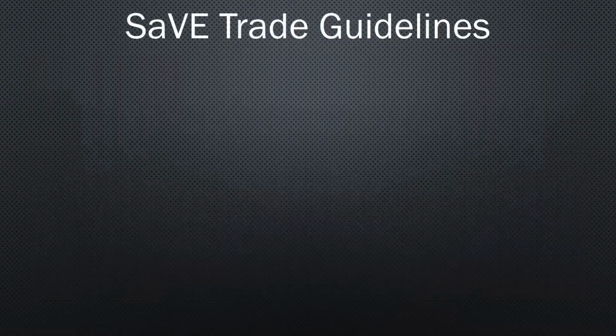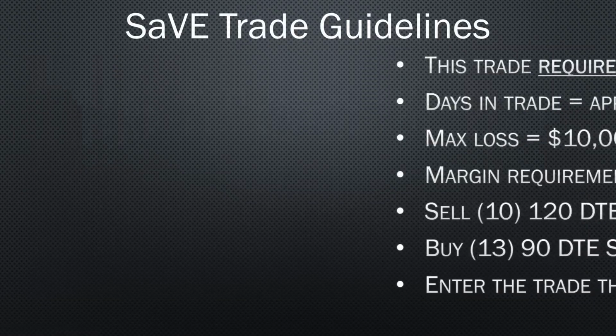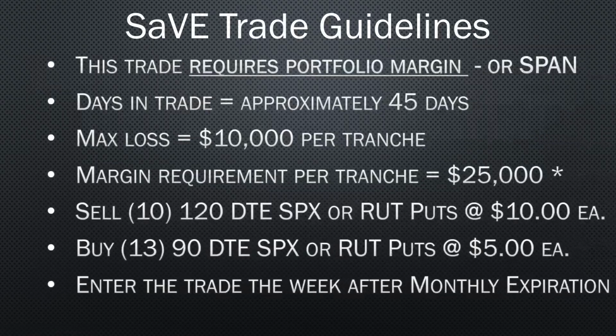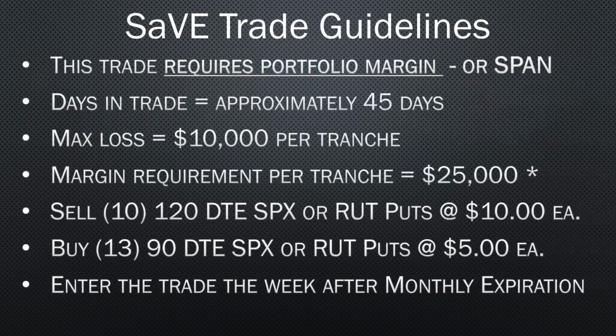All right. So the SaVE trade guidelines, this is the original SaVE trade. It does require portfolio margin or SPAN margin. SPAN is what you use if you're trading futures options. And it's also something that could benefit you if you're trying to do this in an IRA. For the most part, IRAs cannot have portfolio margin. You would check with your broker to see if they do offer it, but in most cases, they do not. So SPAN may be an alternative for you.